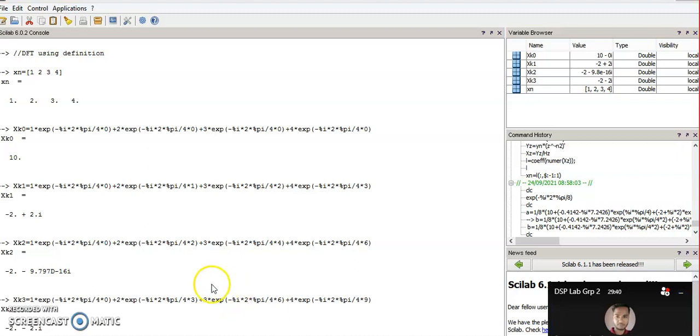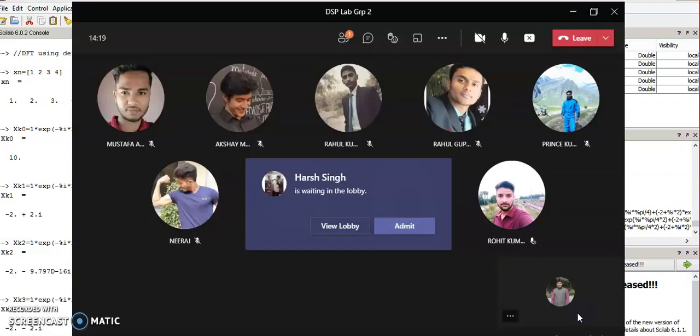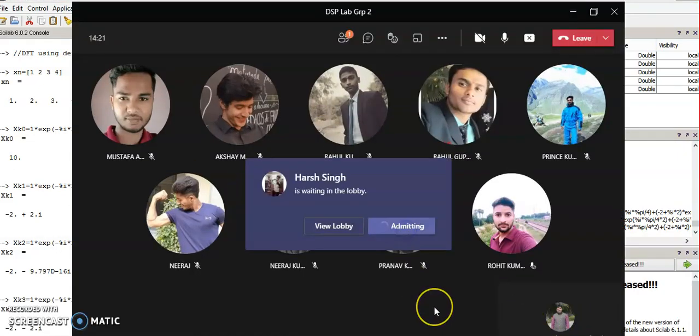So that is how you can find out discrete Fourier transform using definition in SciLAB. Is it clear? Third year. Yes, sir, clear. Okay.